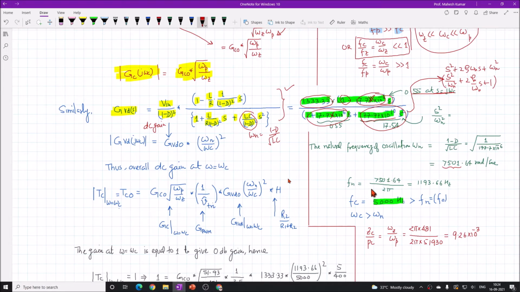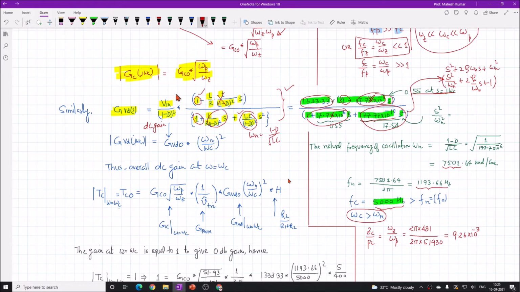And then we can find the value of Fn by dividing it by 2 pi. So this becomes 1193.66 Hertz, the natural frequency. And we can see that omega c is greater than Fn, more than 4 times. Considering this in mind, we will simplify this. So we can say this is negligible as compared to this, and this is negligible as compared to this. Therefore these terms are gone.